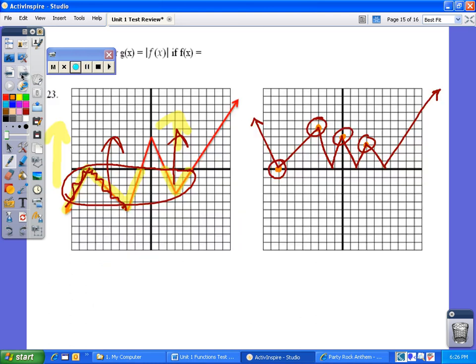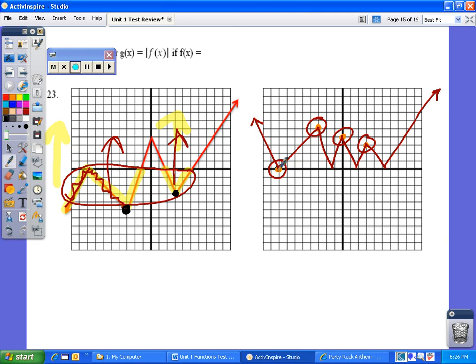Okay, the last two questions were just looking at taking what's underneath and bringing it up. So I like to always get the points. If you get the points, it makes it a lot easier. So I took this point, moved it up, took this point, moved it up, took that arrow, moved it up. And that's how I was able to come up with this picture.